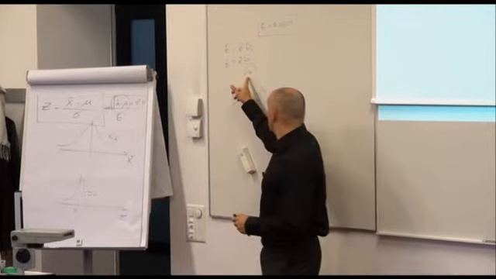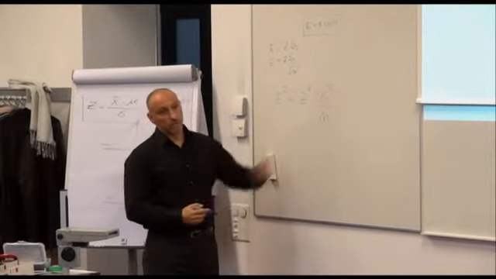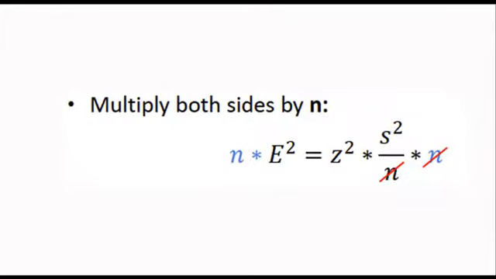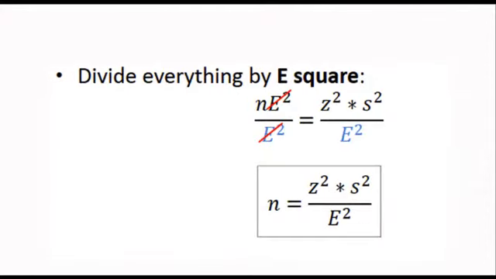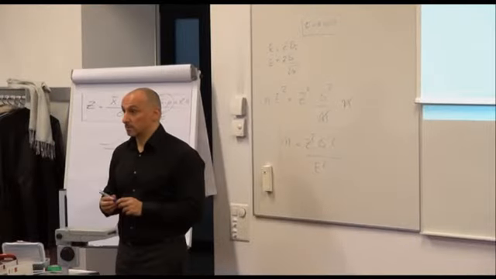And so I squared it so I would get rid of the square root. And now I just isolate n. So I can multiply both sides by n. And it cancels on that side. It stays on that side. And I'm going to divide everything by e squared, the error squared. So what we get is the equation that you see there on the board.